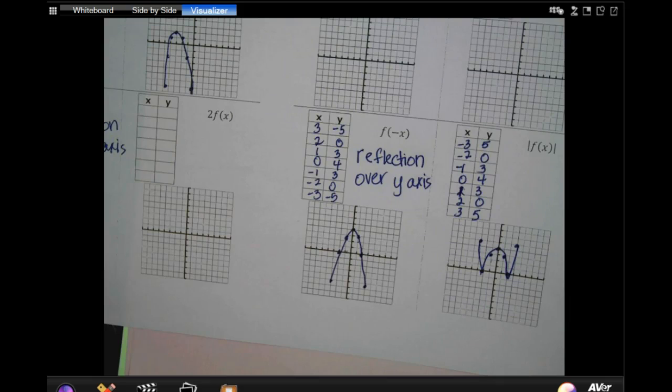So this is what it should look like if you did it right. And so the absolute value of y, I took this and I keep all the positive y's, these are the positive y's. And then I take this part and I reflect it up. So that's this part right there.